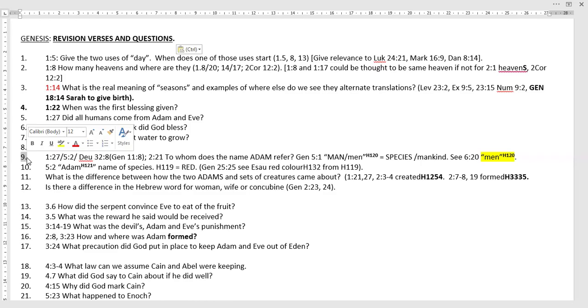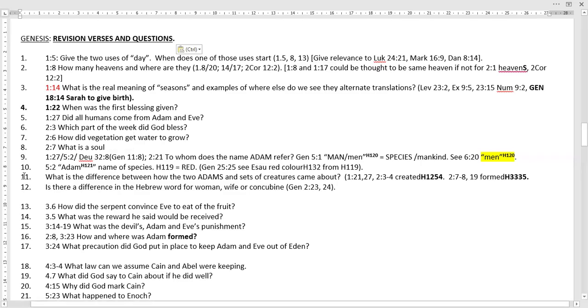Question 11. What is the difference between how the two Adams and sets of creatures came about? I've already covered that. Some were created, and there's the Hebrew identification word there, H1254, and the ones formed is H3335.